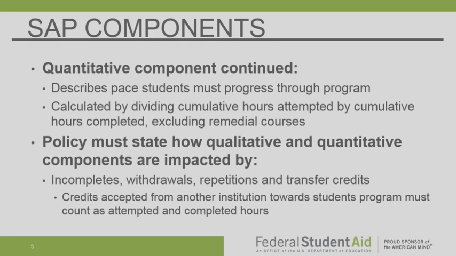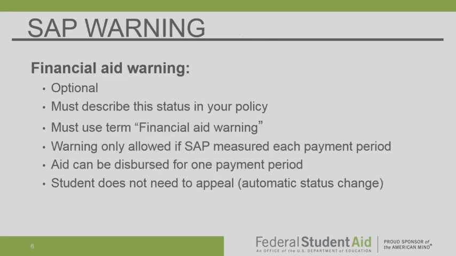So there's a few other things that you'll have to consider that are generally in your policy. The first is how you're going to handle students that have incomplete grades. You'll have to deal with withdrawals, repetitions, and transfer students. We're very specific, though, on credits that are accepted from another institution, so transfer credits in. They have to be counted as attempted and completed courses. Okay, so this is where it gets fun.